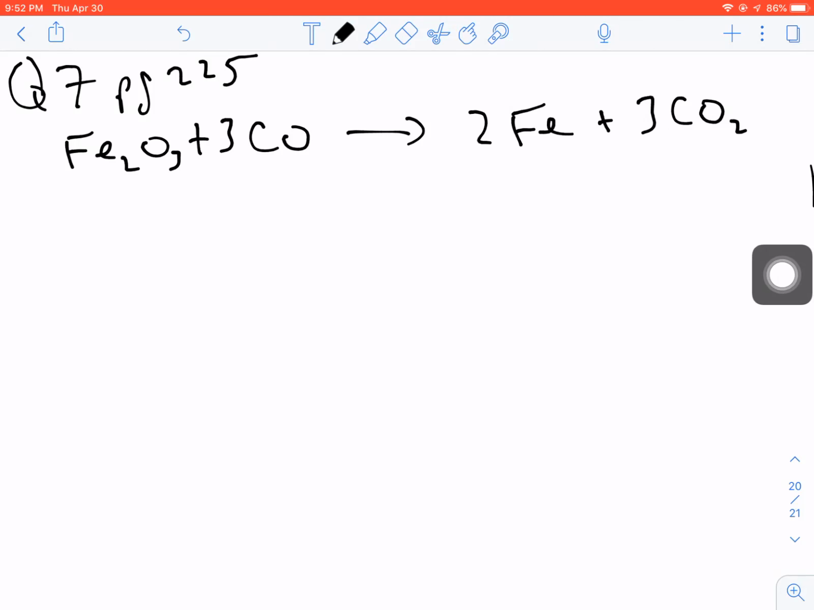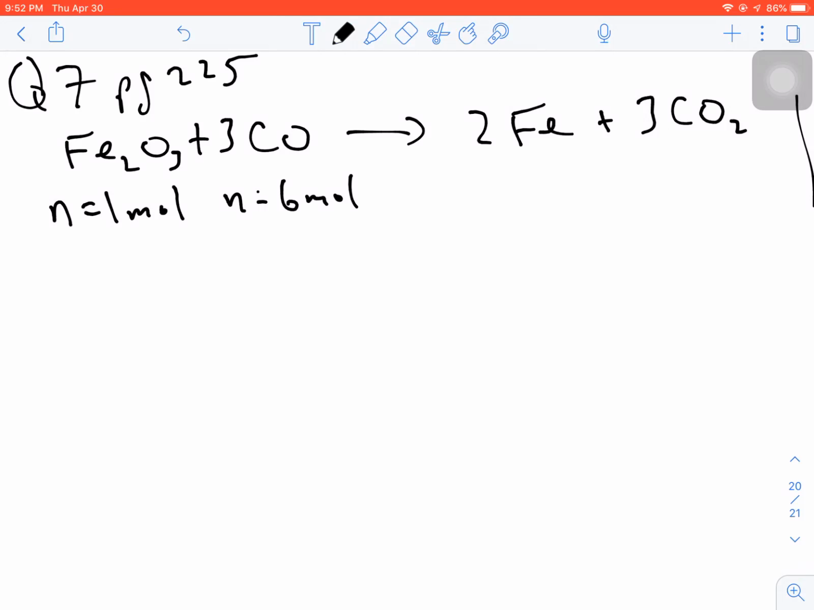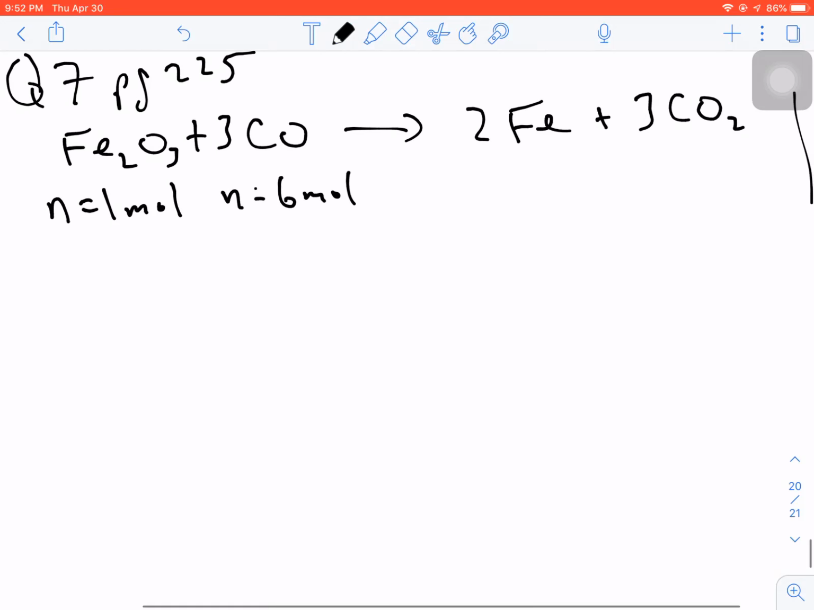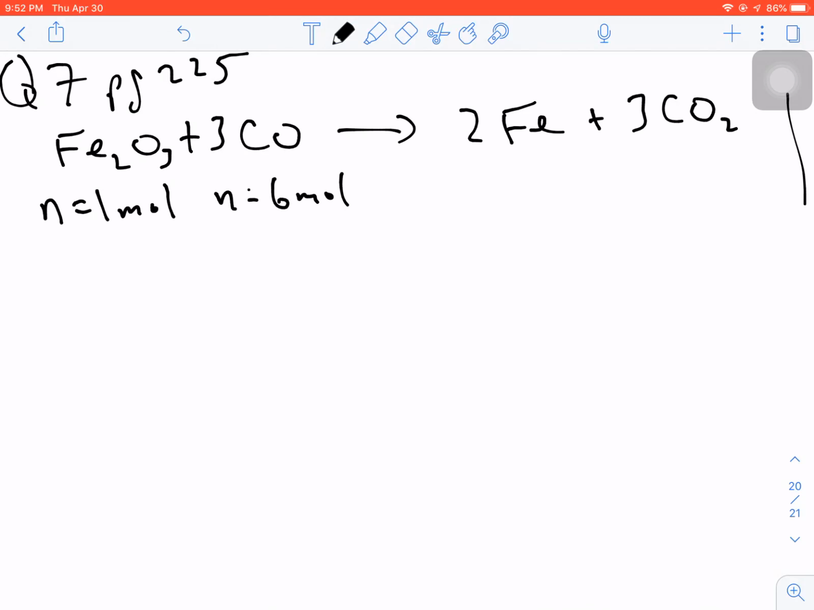The question says, if 1 mole of hematite, so we're given the number of moles here, reacts with 6 moles of carbon monoxide and equals 6 moles of carbon dioxide, which one is limiting, and how many moles of iron are going to be produced? Oh, this is a really easy question. When you're trying to find the limiting reactant, we already know the number of moles, n. We're not having to calculate it. We're given the number of moles.